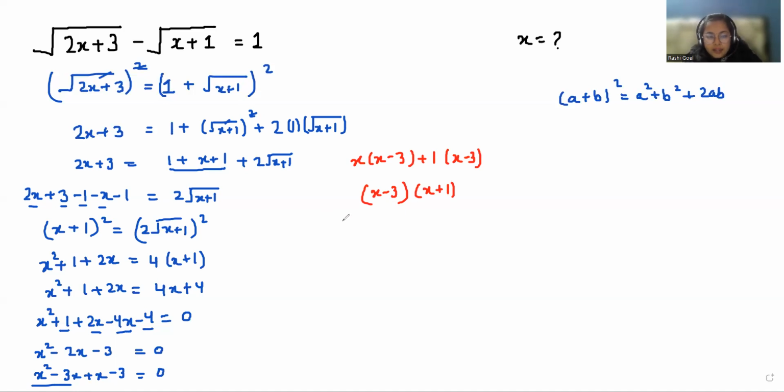Now two cases arise. Either x minus 3 is equal to 0 or x plus 1 is equal to 0. So x is equal to 3 in this case and x is equal to minus 1 in this case.